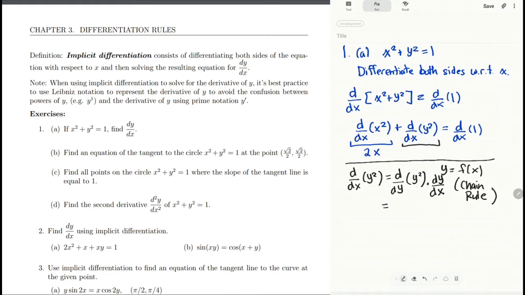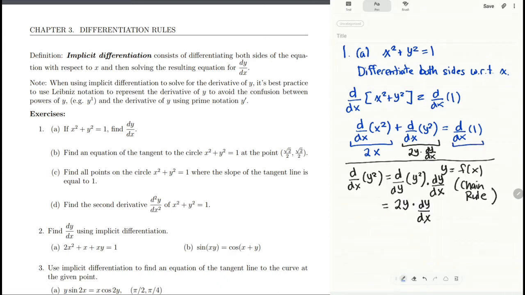So now let's look at finding the derivative. The derivative of y squared with respect to y, so now we treat y as our variable, and so its derivative is equal to 2y. And this is multiplied by dy over dx. And so the second term is 2y times dy over dx.